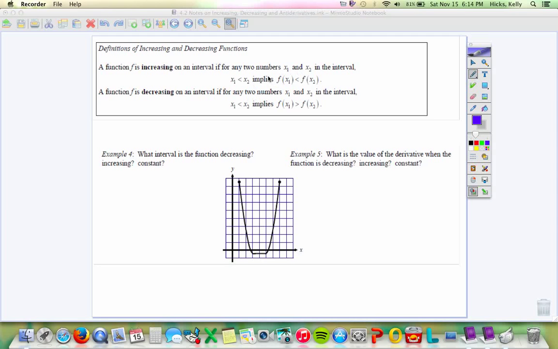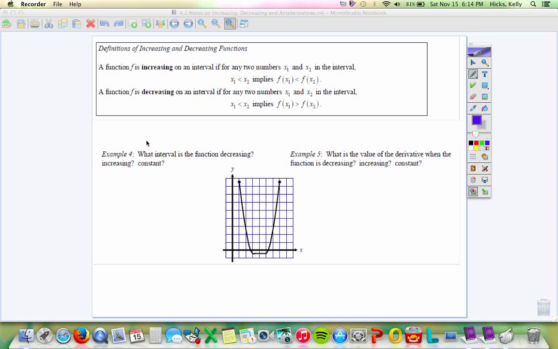Hey everybody. All right, this is the increasing and decreasing function portion of 4.2. Okay, some of this we've already done in class, but I'm just going to start from the beginning here.